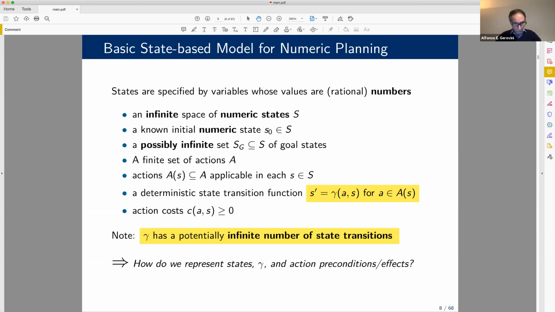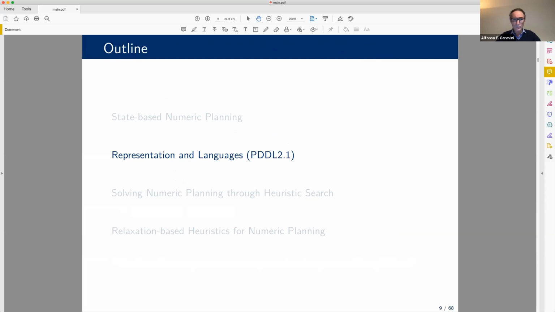So now we ask ourselves, how do we represent such an infinite state space and the action preconditions and effects? This leads us to the main representation language for numeric planning in our community, at least at the moment, that is PDDL 2.1.